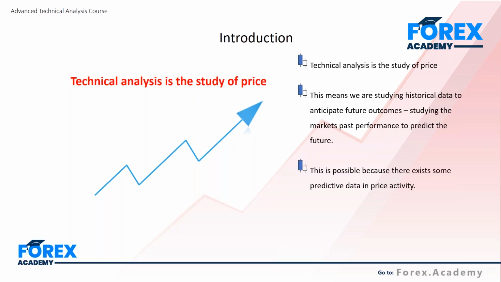And this is really possible because there exists some predictive data in price activity. Now, not all historical price action contains predictive data. There certainly is still some random elements in that data. But what technical analysis is essentially doing is it's focusing its attention on the predictive element of this historical data, because what we can then do is extract the information from that, and it can give us some insight into potentially what the market is likely to do in the future.